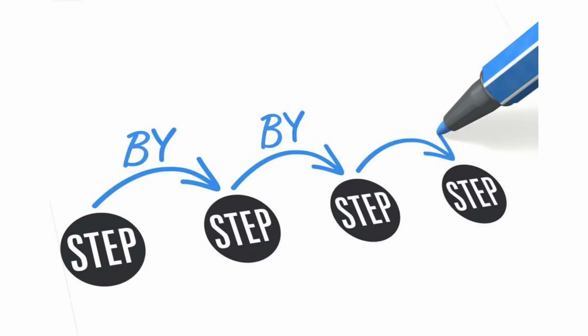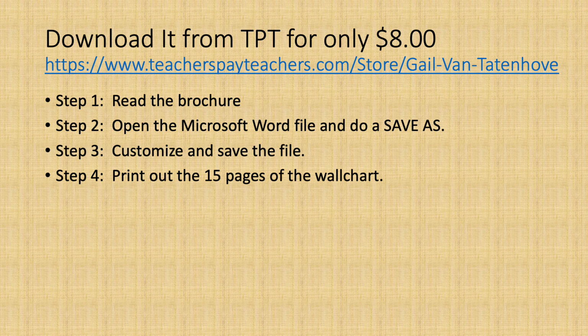Let me briefly take you step by step through what you'll be doing to make a vocabulary wall chart. Once you download it from my Teachers Pay Teachers store, for the bargain price of $8, I suggest you first read the brochure. Then open the Microsoft Word file and do a Save As. That's good insurance, because if you mess up, you have a clean copy saved. Do any desired customizing and save that file. Now you are ready to print out the 15 pages of the wall chart.